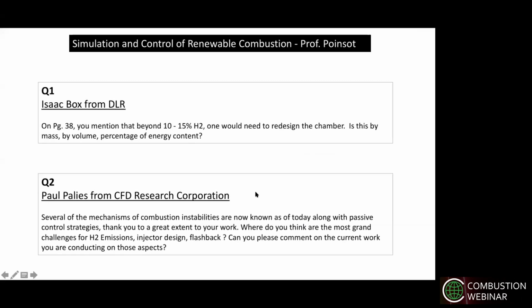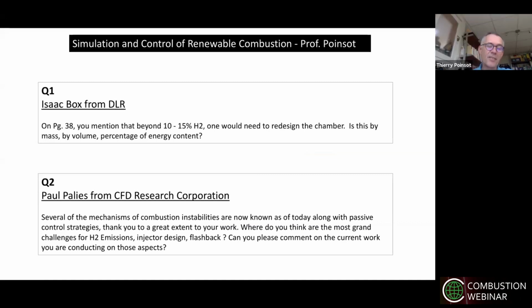The first question is from Dr. Asa Box from DLR. And his question is about hydrogen in the flame. Is it a volume fraction or mass fraction? Yeah, it depends on the configuration. I'm sure Isaac knows the answer to that. I think it depends on the configuration.